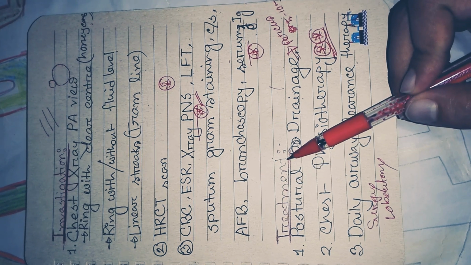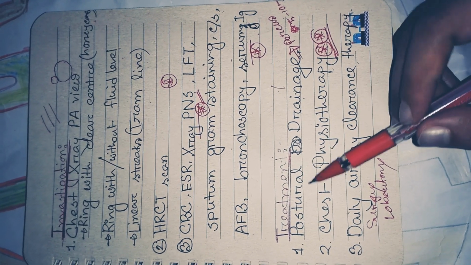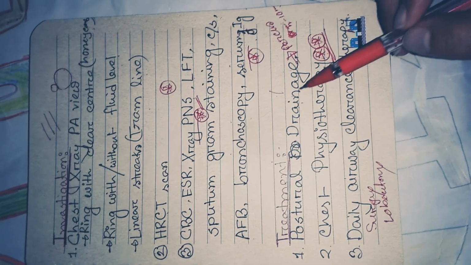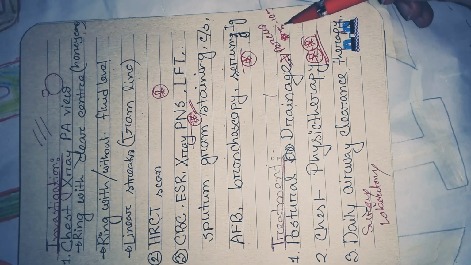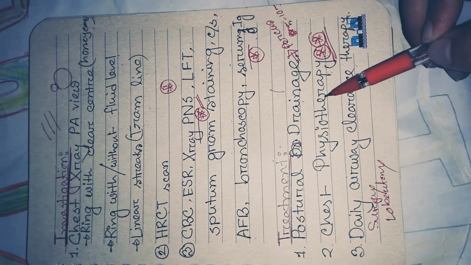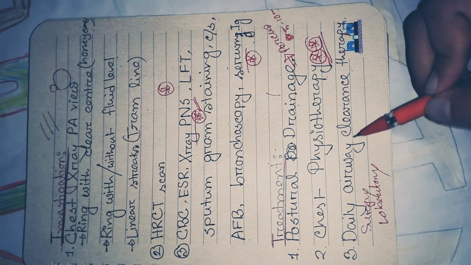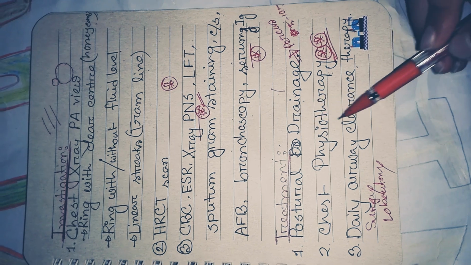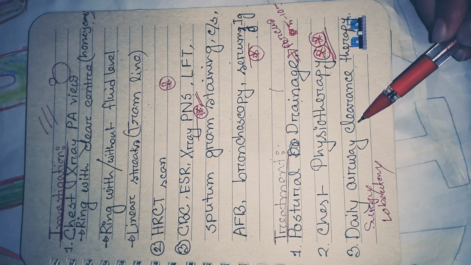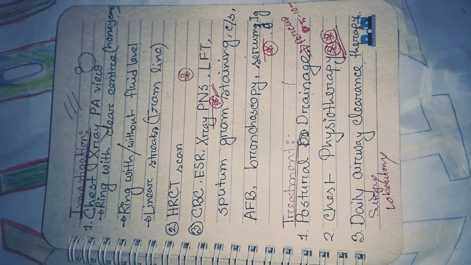Then we know the treatment of bronchiectasis. What treatment should be done in a bronchiectasis patient? Postural drainage: here the affected part is kept up, then percuss the area for 5 to 10 minutes. Then chest physiotherapy is the most definitive treatment in a bronchiectasis patient, with daily airway clearance therapy. If this treatment is applied and the patient has not recovered, then surgery, lobectomy, can be done.